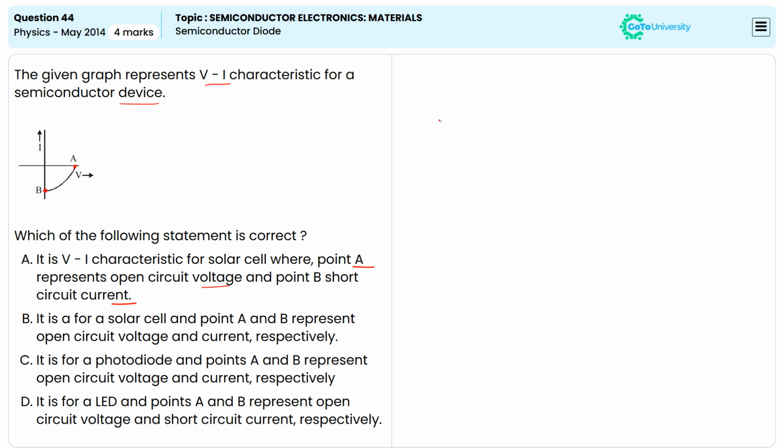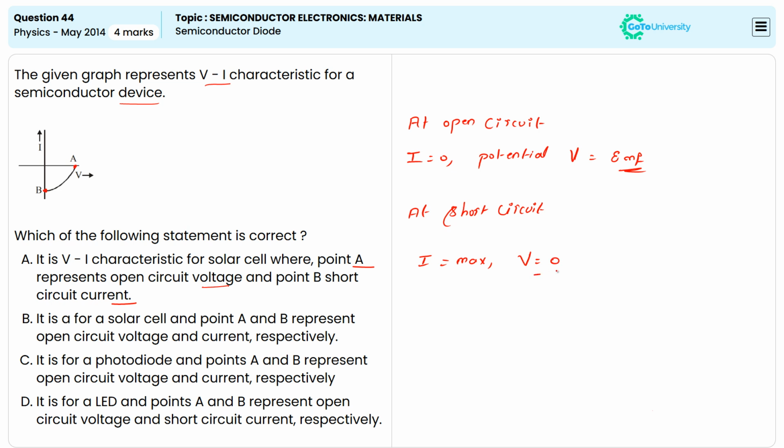Okay. At open circuit, the current I is equal to 0 and the potential V equals the EMF. And for the short circuit, I is at its maximum, I value is equal to maximum, and the potential V is equal to 0.